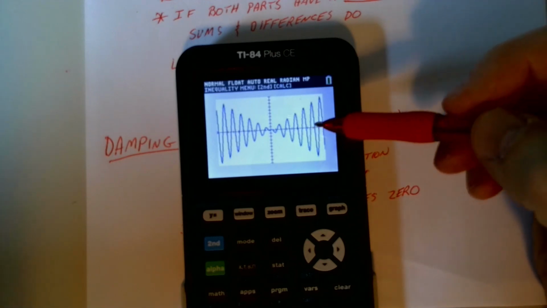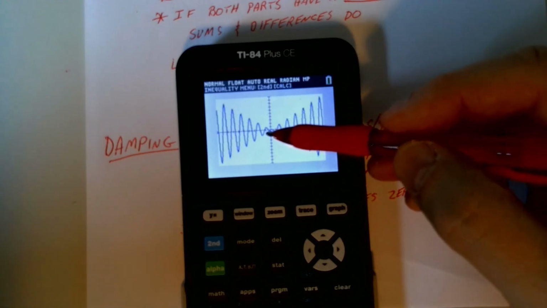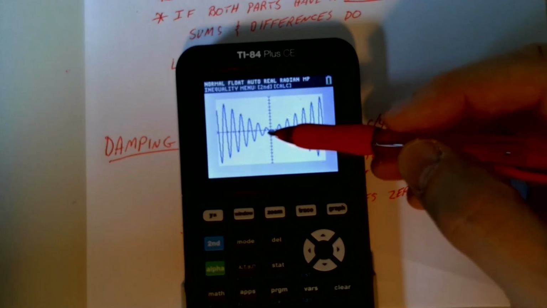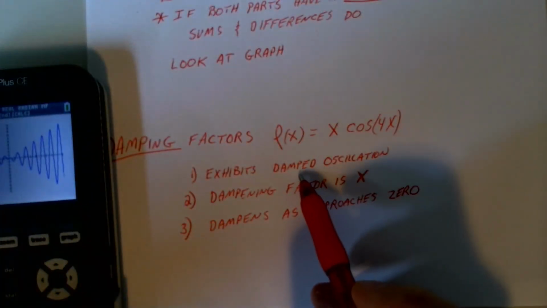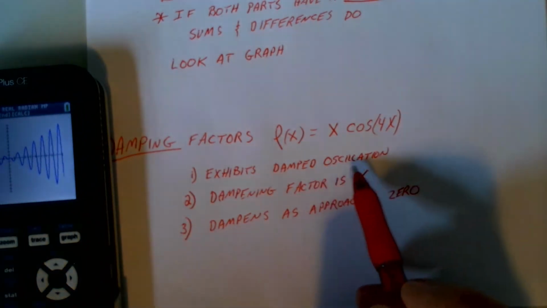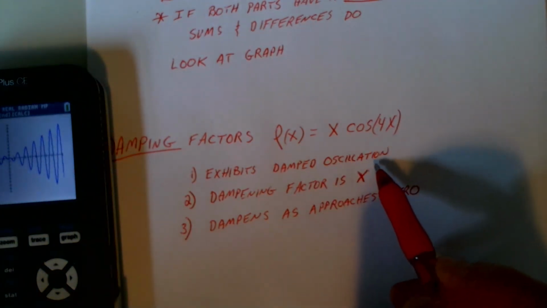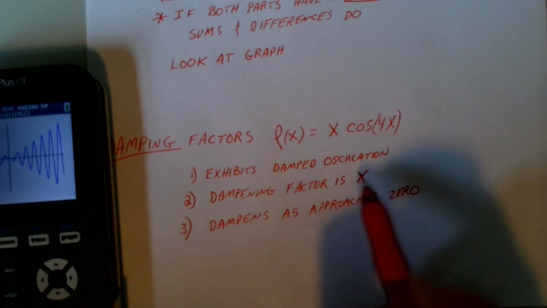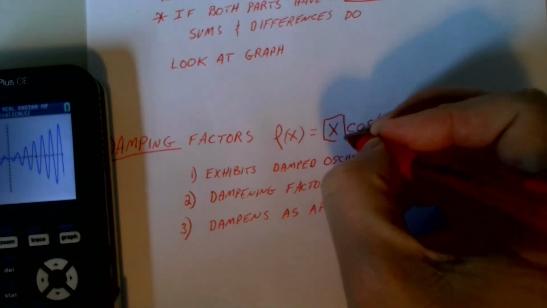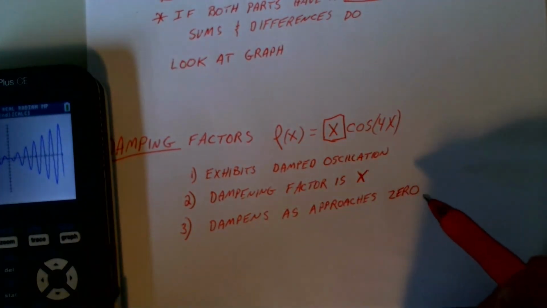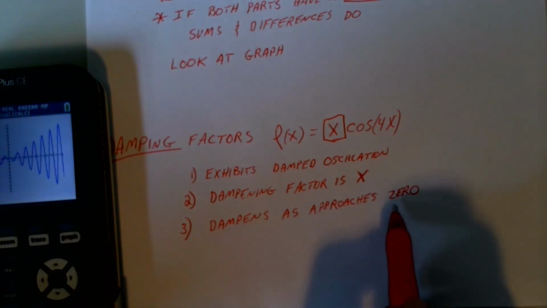And we're just wondering where the damping occurs. So the damping means where it gets smaller and smaller. So this one's damping as x approaches 0. So it does exhibit damped oscillation. Oscillation means going back and forth. The damping factor is x. This is the thing that's doing it right here, of cosine 4x. And it dampens as it approaches 0.